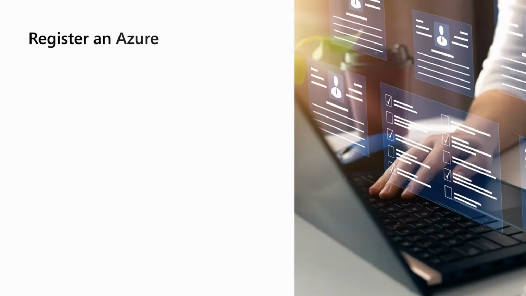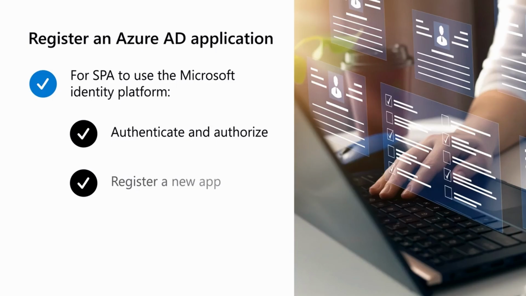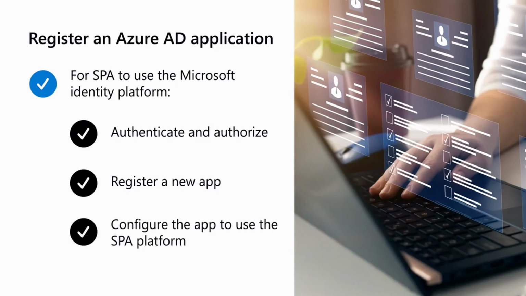For the SPA to use Microsoft Identity to enable users to authenticate and obtain access tokens for services like Microsoft Graph, you must register a new app with Azure AD. You can do this using the Azure AD Admin Center. After you register the app, configure it to use the SPA platform. Let's first register an Azure AD application.